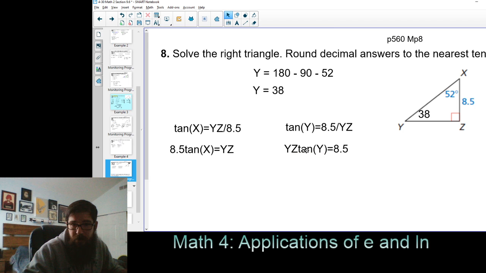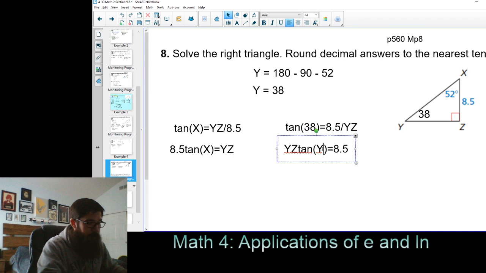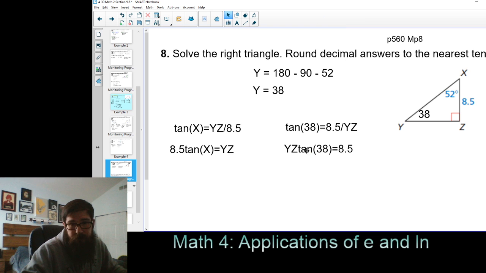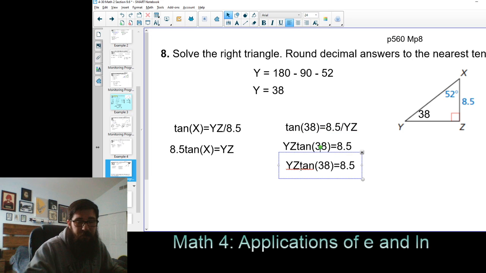But I'm still trying to solve for YZ. So now I'd have to divide by, oops, sorry, I shouldn't say tangent of Y, I should say tangent of 38. Apologies. All right, I'm just doing algebra. Get YZ by itself. I'm going to divide both sides by tangent of 38. So it's going to look like this.